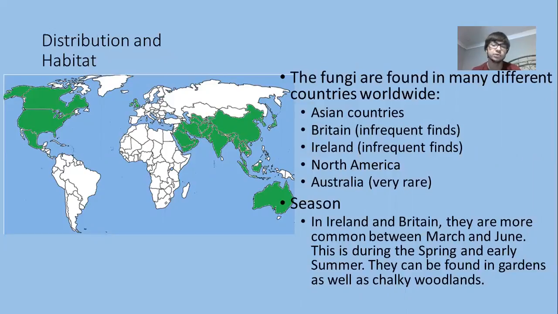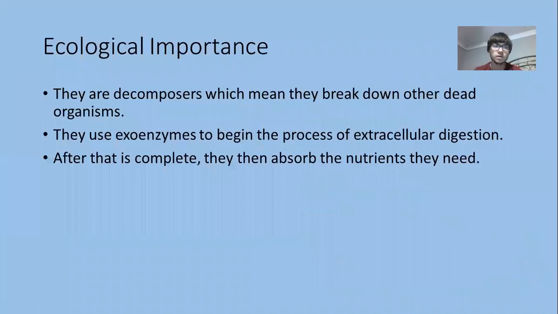The season: you'll most likely find them in Ireland and Britain. They're more common between March and June. This is about the time of spring and early summer. They can also be found in gardens as well as chalky woodlands.